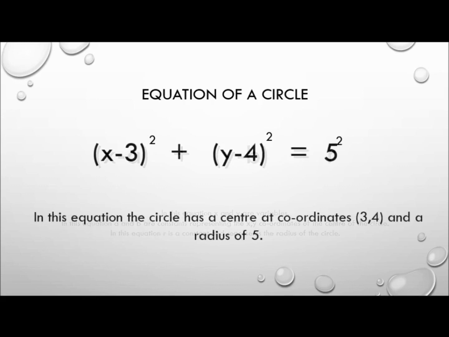So, for example, if you're given the equation (x − 3)² + (y − 4)² = 5², it simply means draw a circle with the centre at coordinates x equals 3 and y equals 4 and a radius of 5. And that's all there is to it.